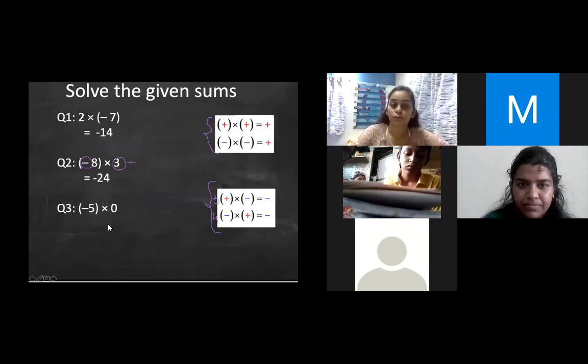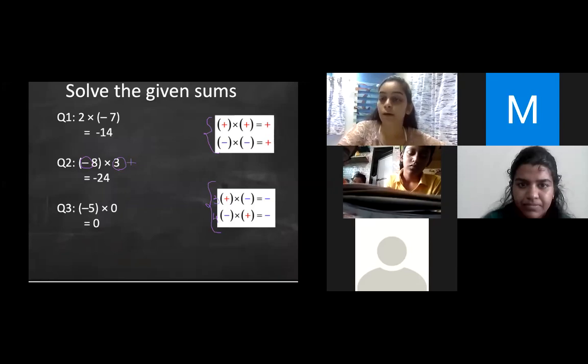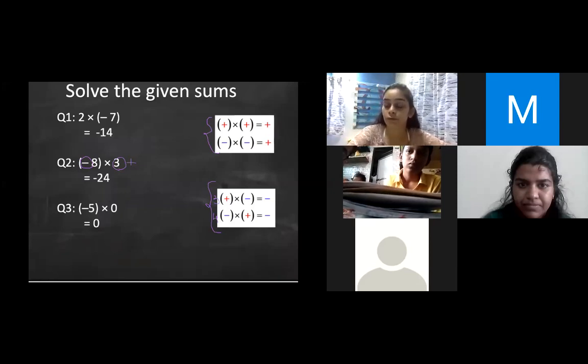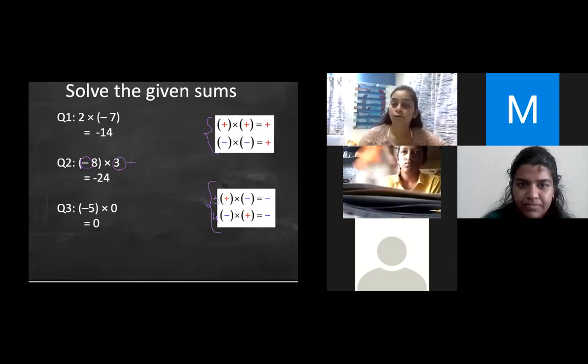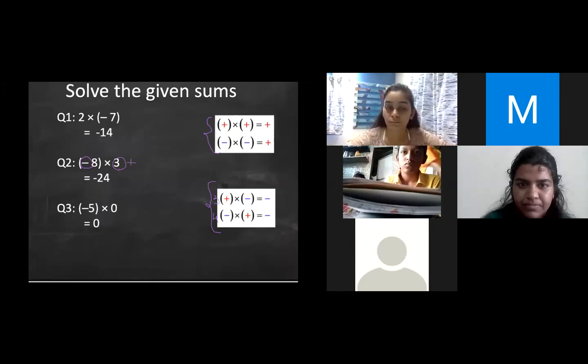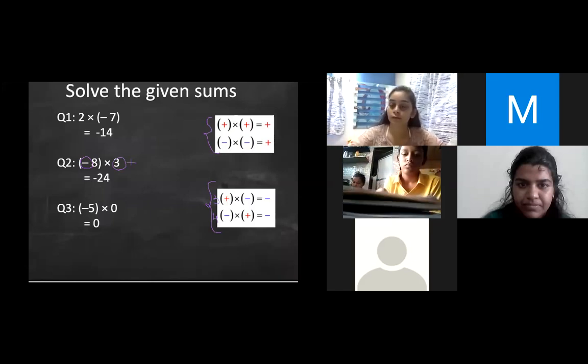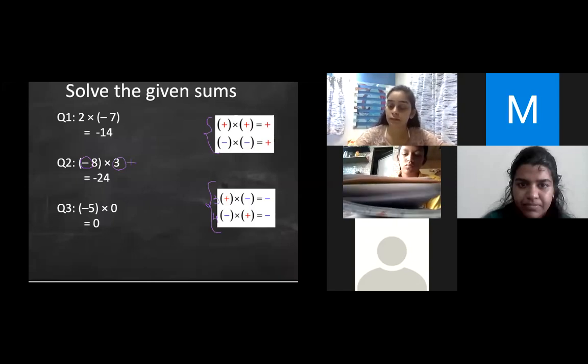Okay, Kushnuma, anything multiplied by a 0 will always give you a 0. Why don't you all note this down in your notebooks? Write down the statement. Anything, positive, negative, any number multiplied by a 0, the answer will always be a 0. A 0 does not have a positive or a negative in front of it. A 0 simply signifies 0.